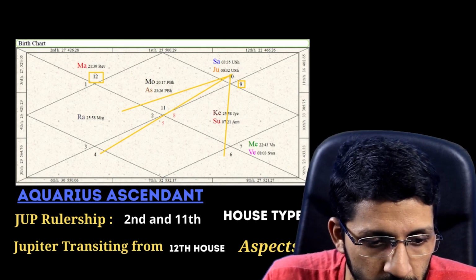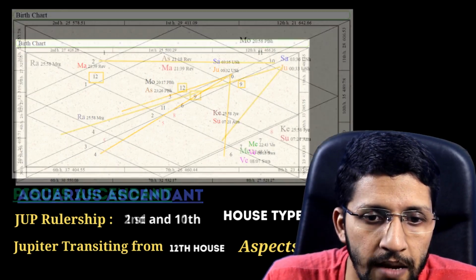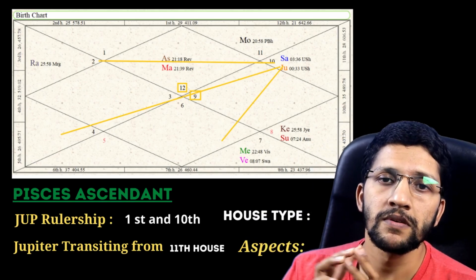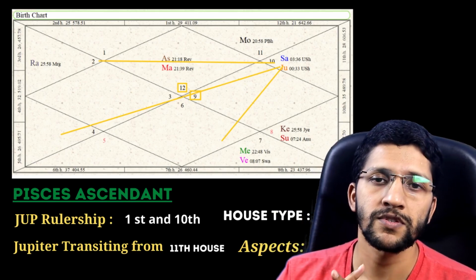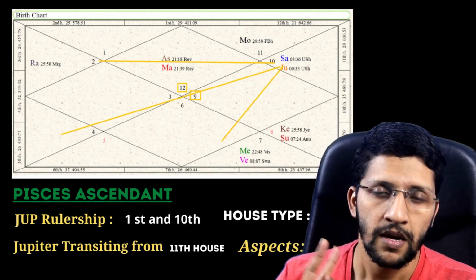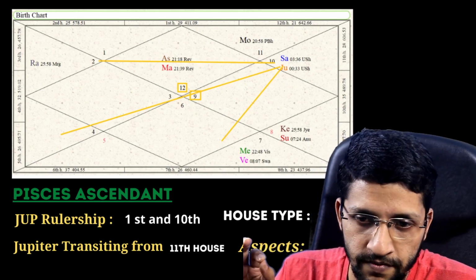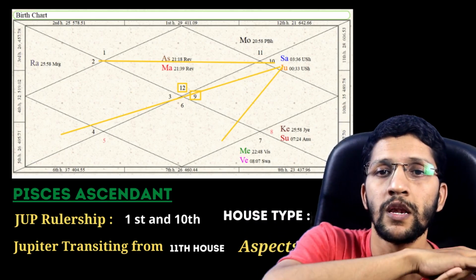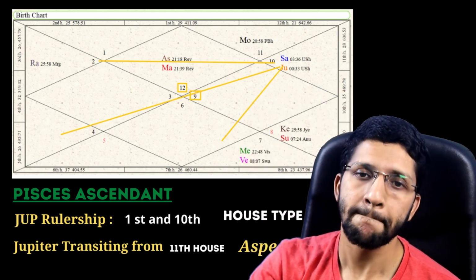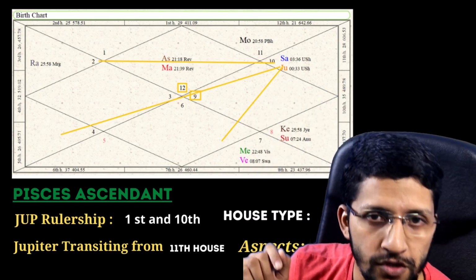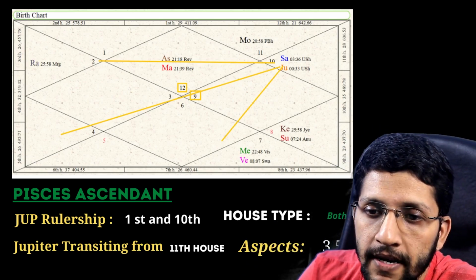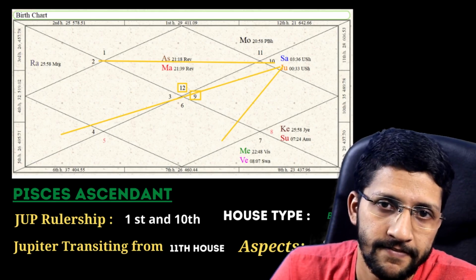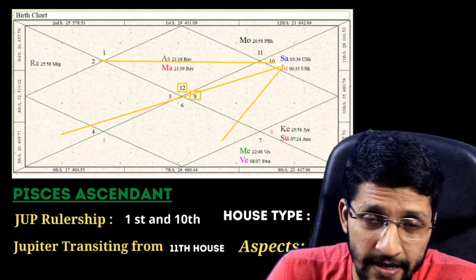Now, let's talk about Pisces. What's happening with Pisces? So for Pisces, Jupiter rules the 1st house of the horoscope and the 10th house of the horoscope. 1st house is the house of yourself, your personality, and now the lord of the 1st house is going into the 11th house of the horoscope, right? And it is also connected with the 12th lord of the chart in transit.